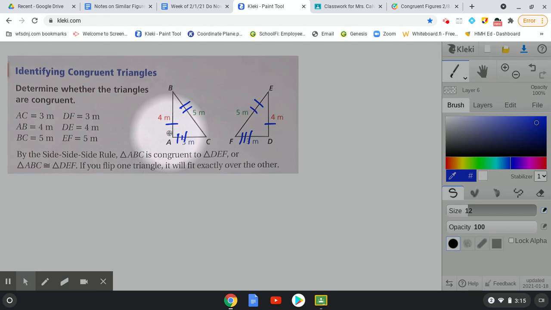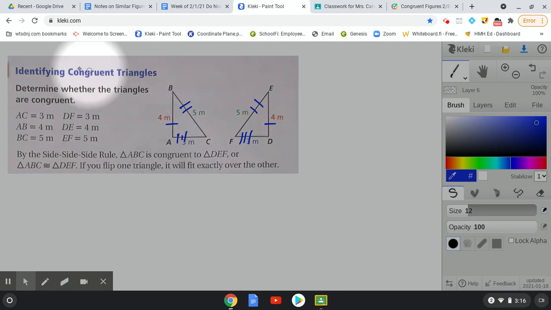So now let's look to see if these two triangles are congruent. We're going to look to see if their corresponding sides are congruent, which means equal. So tick mark 1 is 4 meters, tick mark 1 is 4 meters. 2 tick marks, 5 meters, 2 tick marks, 5 meters. 3 tick marks, 3 meters, 3 tick marks, that's a 3 under there. So all of their corresponding sides are congruent, which means equal or the same.